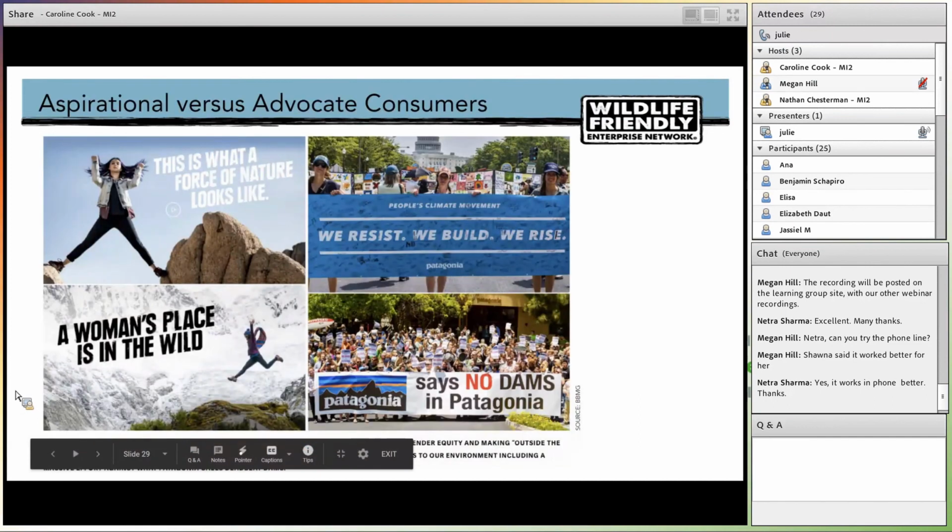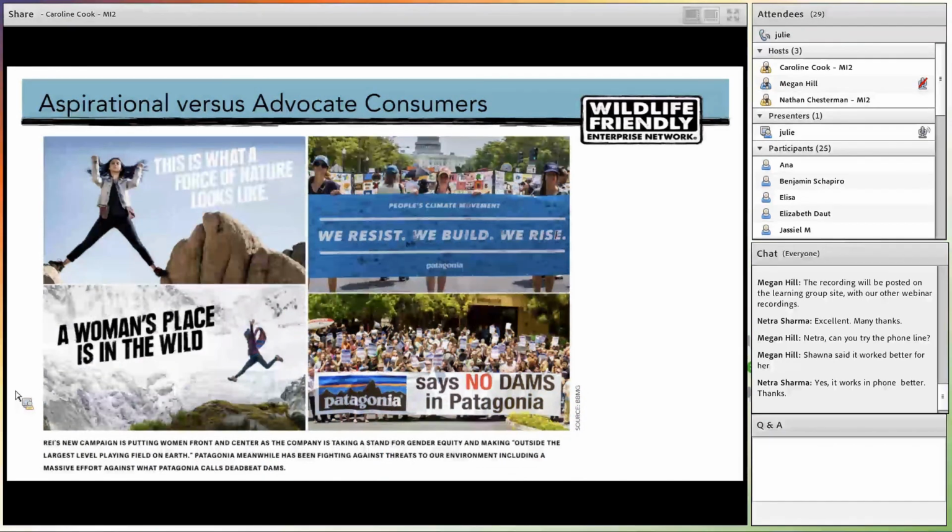So this is just interesting, the difference between aspirational and advocates, the messaging from brands. If you look on the left side of the slide, that's messaging for aspirational consumers, and on the right is messaging from brands to advocate consumers. Aspirationals are more likely to respond to an invitation to stand for something positive, to embody the change they want to see in the world, while advocates identify with brands who they see as fighting the good fight against the issues that motivate them and inform their purchasing decisions.